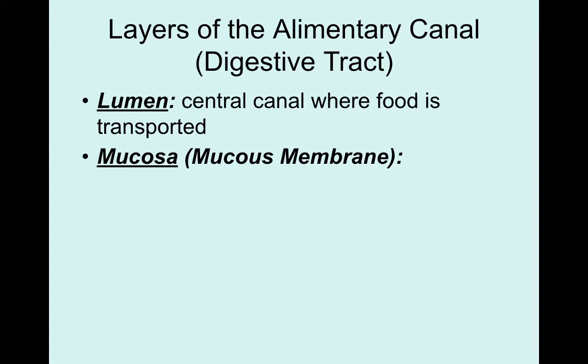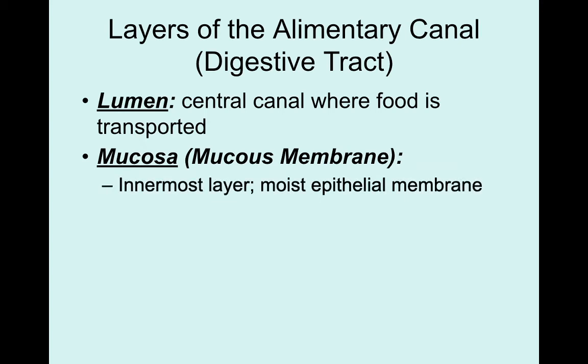The next layer you have is called the mucosa. The mucosa is a mucous membrane that lines that digestive tract. Again, that mucus is going to help with neutralization of acid. We'll talk about that more later, as well as just lubrication, making the material more slippery and easier for it to move through the digestive tract.